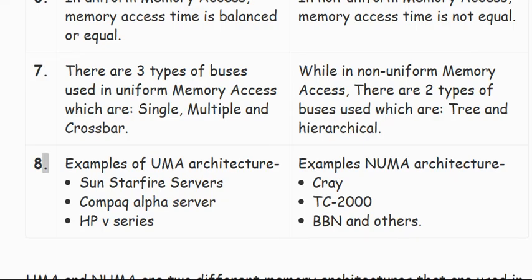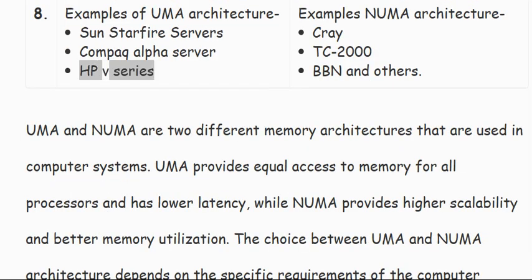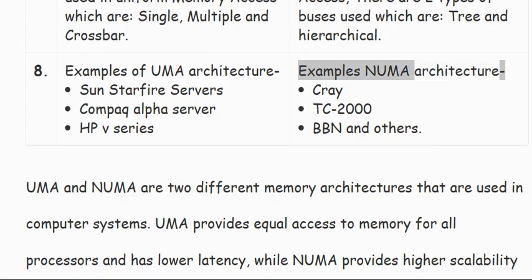8. Examples of UMA architecture: Sun Starfire servers, Compaq Alpha server, HPV series. Examples of NUMA architecture: Cray, TC2000, BBN, and others.